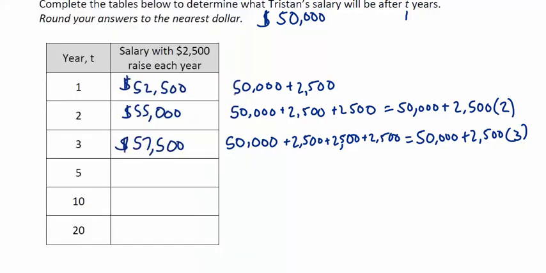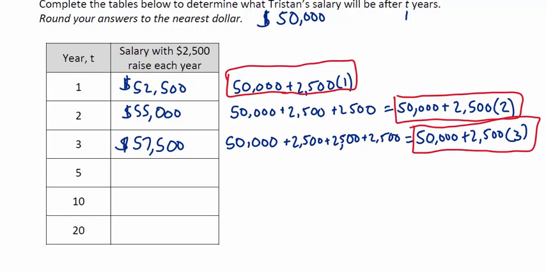It's interesting to note that after his first raise, we could put a 1 here to represent that we added a $2,500 raise one time to his starting salary of $50,000. So if you looked at all of these statements in the right way, they lead to an equation.